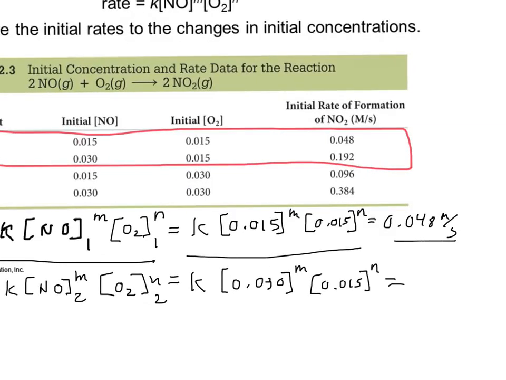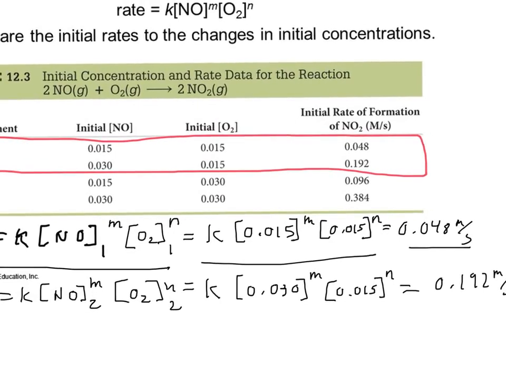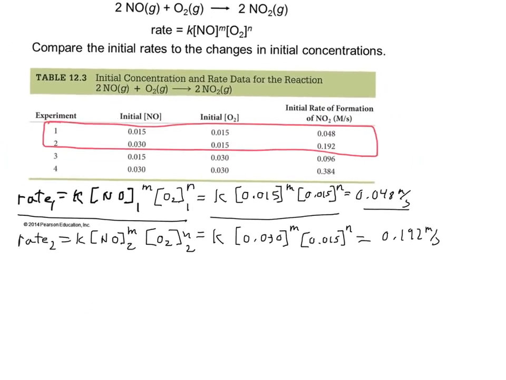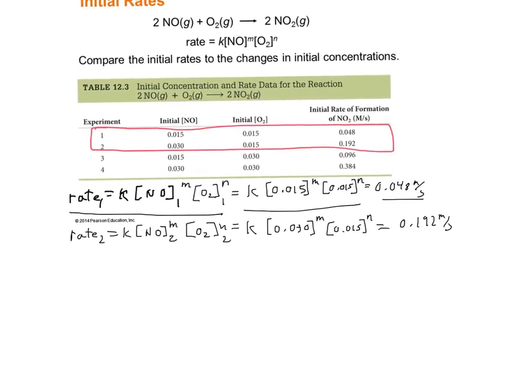Equals, and I'm going to divide the rates by each other, 0.192 moles per second. So I just pull those numbers off my chart, and I'm basically dividing two equations by each other. So I set up the rate law using the data from experiment 1, and then I divided it by the rate law from experiment 2. So I took the data for experiment 2 and divided it.